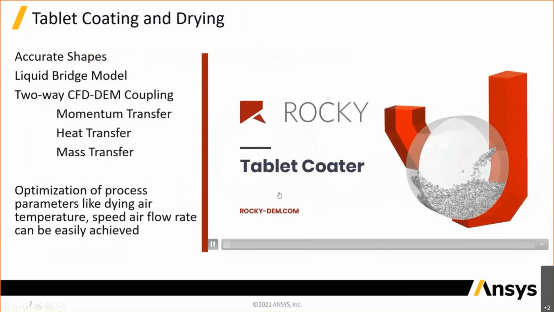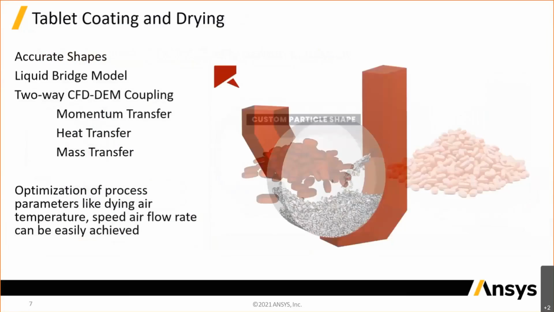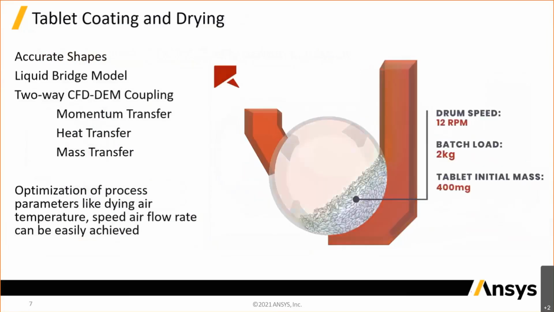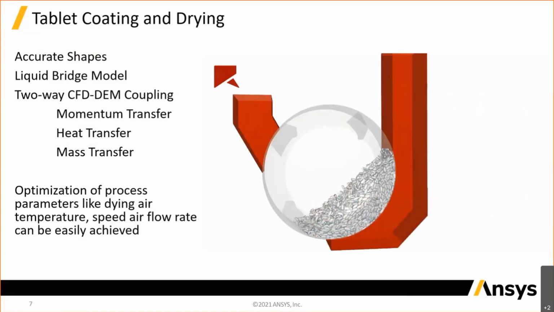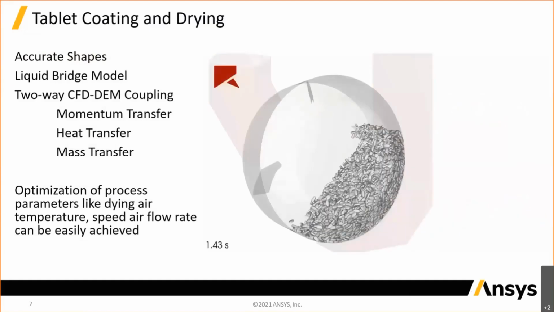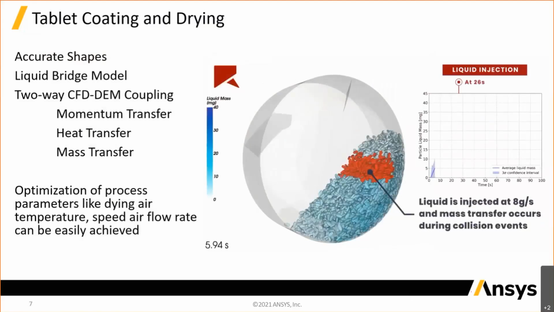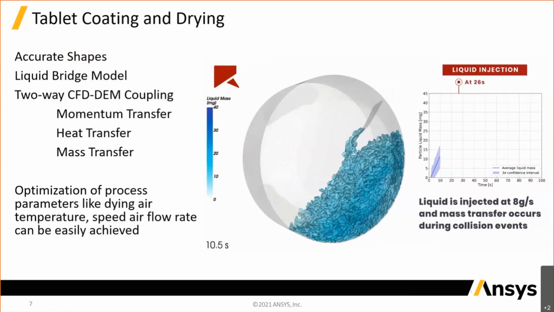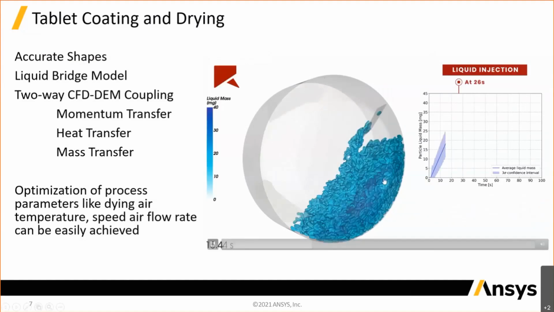With that being said, I would like to show you a few examples. The first one here is a tablet counter. It is a tablet counter machine. And as we can see, we are using the actual tablet shape. We are doing a coupled simulation with the ANSYS Fluent. And here, with this type of coupling, we can do momentum transfer, heat transfer, and mass transfer between these different phases. So here we are adding liquid to these particles.